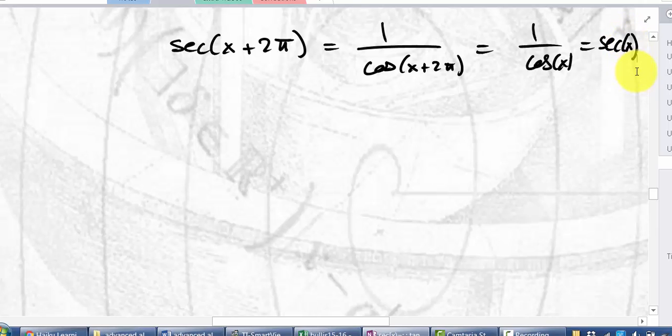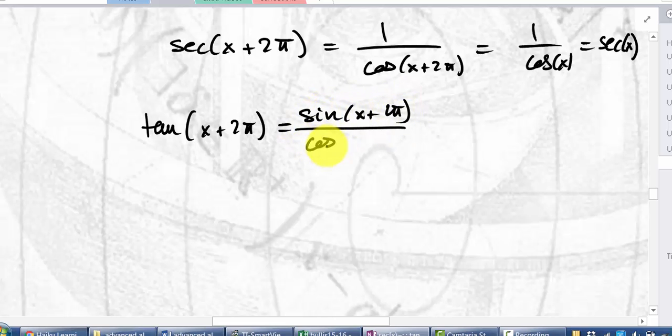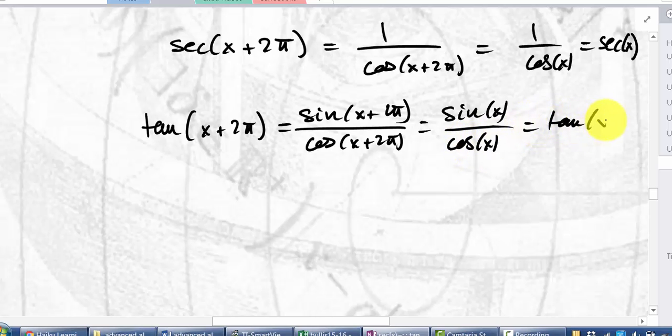You may think it's the same for tangent. And it's surely true that if you look at the tan of x plus 2 pi, it's going to be equal to the sine of x plus 2 pi over the cosine of x plus 2 pi. And this is the same as sine x over cosine x, which is tan x. So it is true that the tan of x plus 2 pi is tan x, but 2 pi is not the smallest number that will make that true. There is a smaller one.